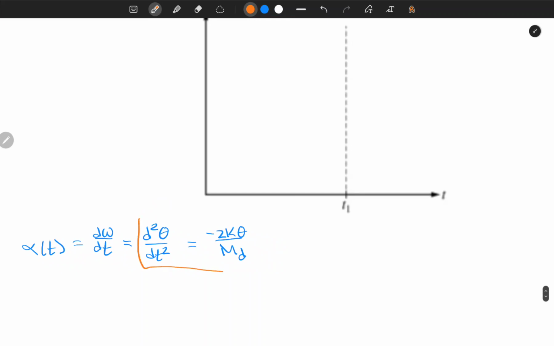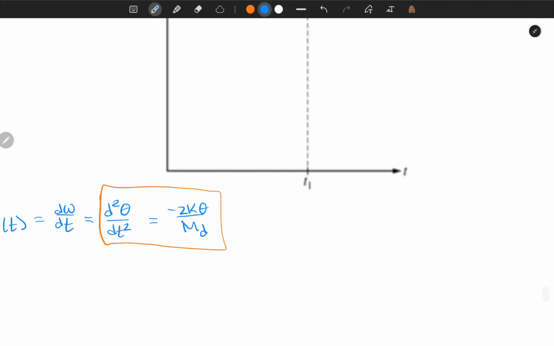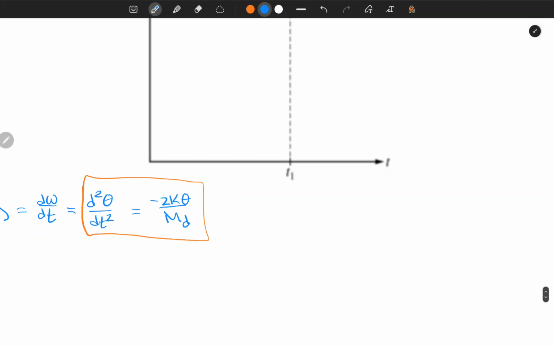So this equation here, boxed in orange, is a second time derivative of theta, giving you theta times some constant. This is solved by a trigonometric function. We could use sine or cosine; both of them solve this. And further, let's say the answer is sine. We know it's sine omega t, where omega is equal to the square root of 2k over md.